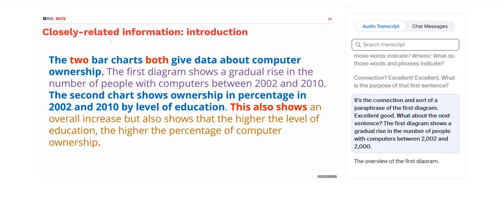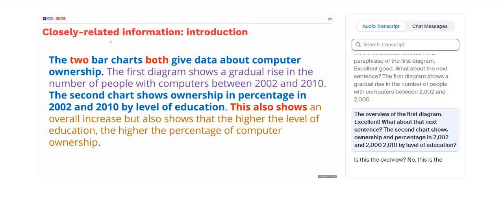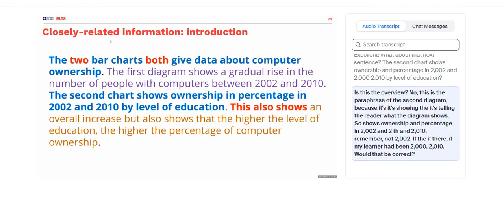The first diagram shows a gradual rise in the number of people with computers between 2002 and 2010. The overview of the first diagram. Excellent. What about the next sentence? The second chart shows ownership and percentage in 2002 and 2010 by level of education. Is this the overview? No, this is the paraphrase of the second diagram, because it's telling the reader what the diagram shows.